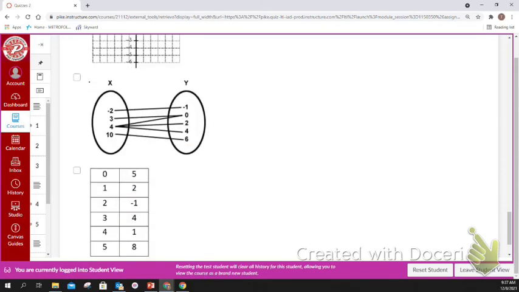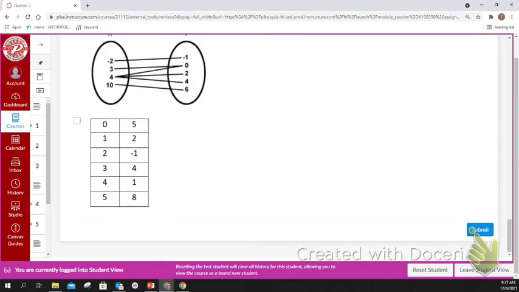For this map, 4 is paired with 3 different y values. That is not one-to-one. For this table here, this looks like the only one that would be one-to-one. So when I'm looking at this table, let me make sure all of these are different and all of these numbers are different.